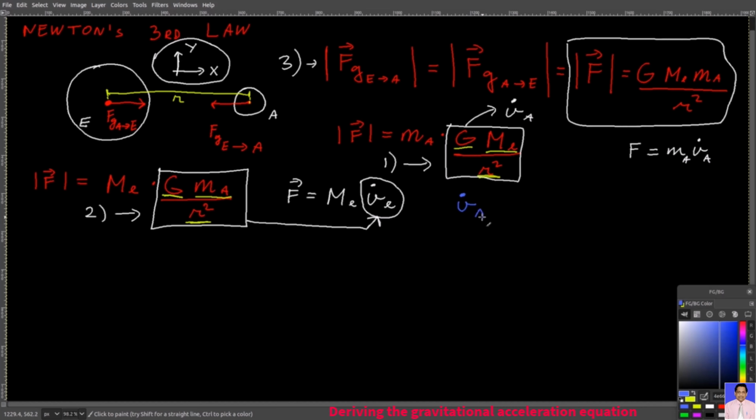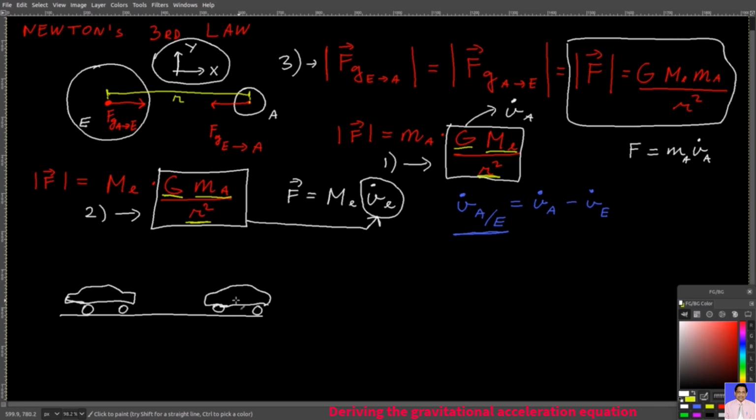The acceleration of object A with respect to the Earth equals the acceleration of object A with respect to the inertia frame minus the acceleration of the Earth with respect to the inertia frame. So again, this one here is the acceleration of object A relative to the Earth, not relative to this fixed inertia frame. Imagine that you have two cars.